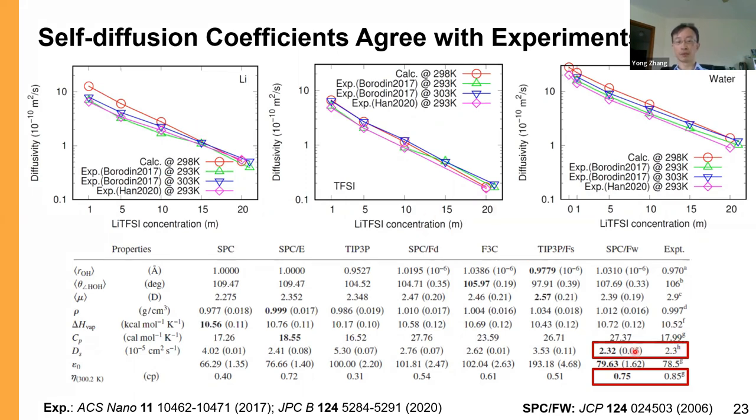So in their fitting of the model, they use a really small box, and they didn't consider the finite size effect. If we consider the correction due to finite size, this number should be higher. So I guess that's why we see an overestimation at low concentration when water dominates the liquid, but much better agreement at high concentration. But overall, I guess our calculation is quite reliable to capture the dynamic properties.